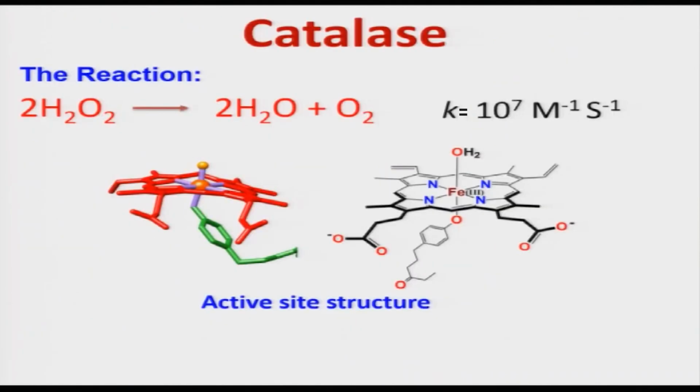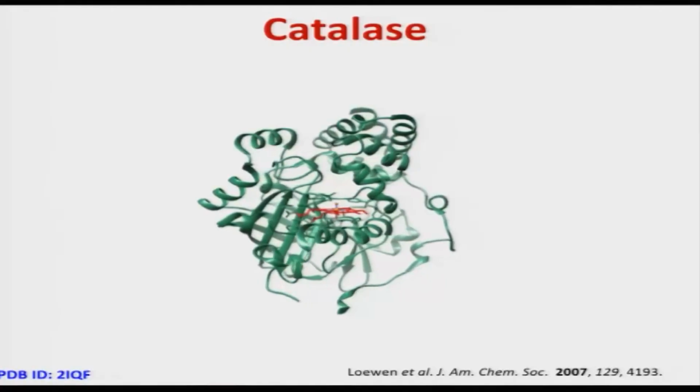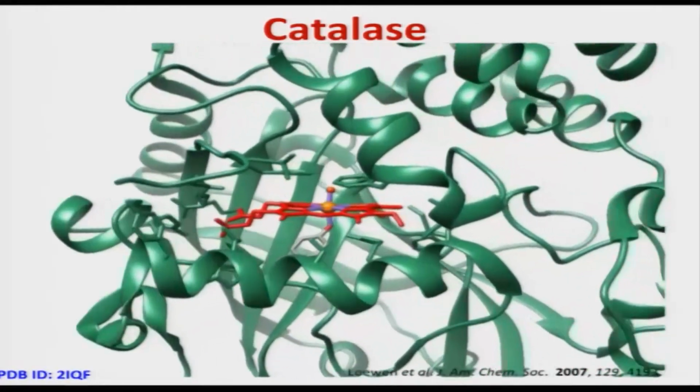Let us look at how catalase actually works. As I said, catalase converts hydrogen peroxide to water and oxygen. Peroxides are extremely poisonous. It converts them to biofriendly water and dioxygen, and k catalyst is 10 to the power 7 mole inverse second inverse, and the active site structures are shown over here. I will be discussing this in detail in subsequent lectures. So, the X-ray structure of catalase is shown over here.